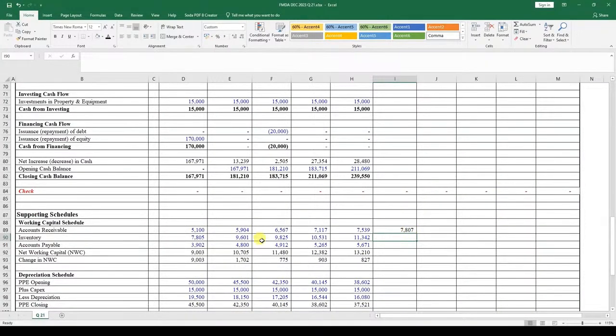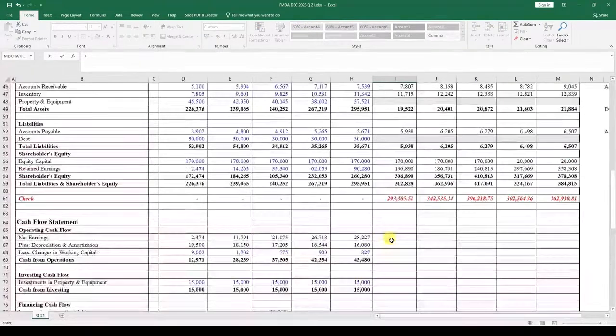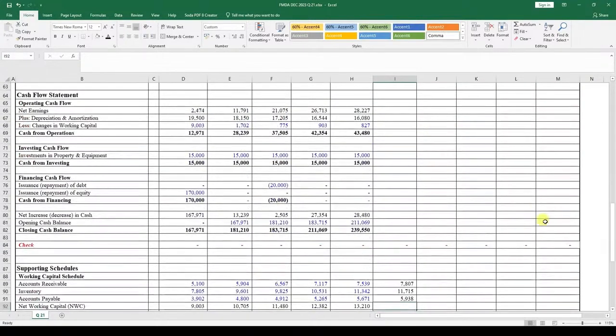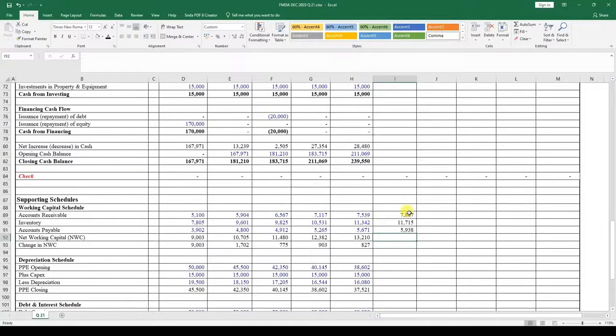Because they are following each other with the inventory, I can just drag this down like that, and it picks from above. The accounts payable, we also had computed above from the balance sheet. The accounts payable, as you can see right over here, is 5938. Link it like so. Then these are black, it means that they are formulae. To get the net working capital, we get the accounts receivable, we add the inventory, and then we less the accounts payable. That's how we get the net working capital component.